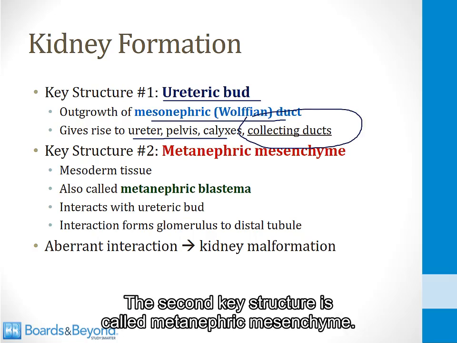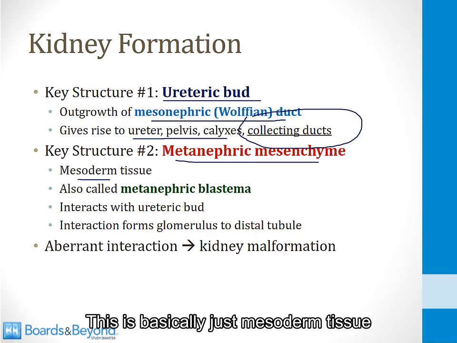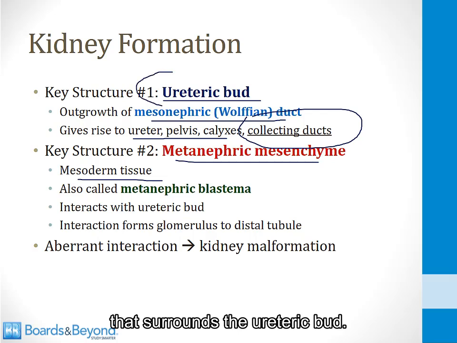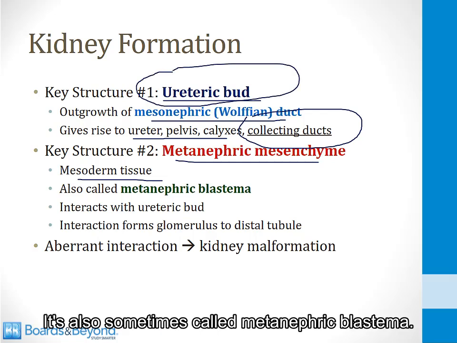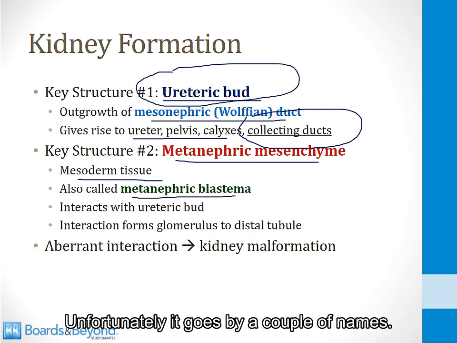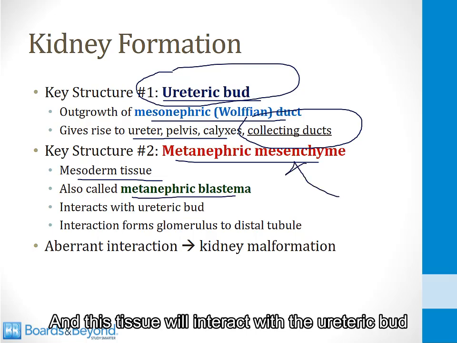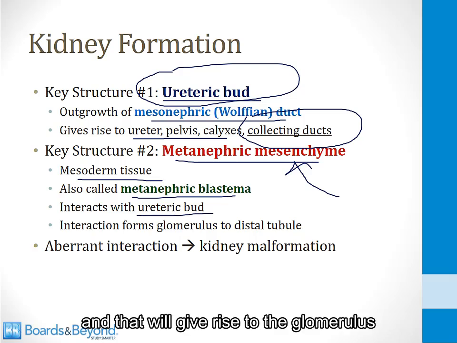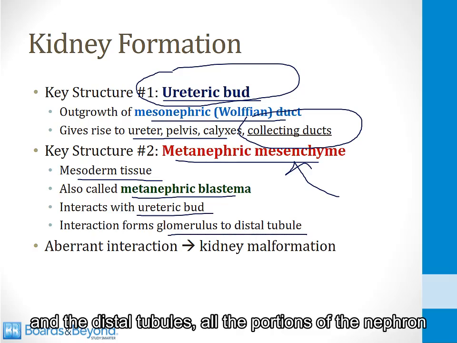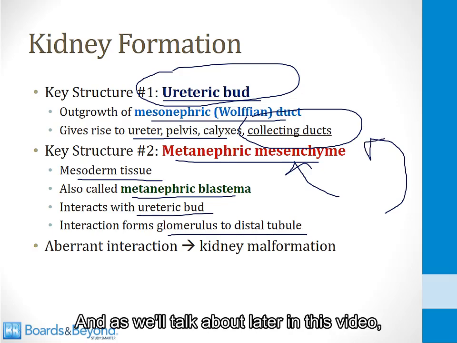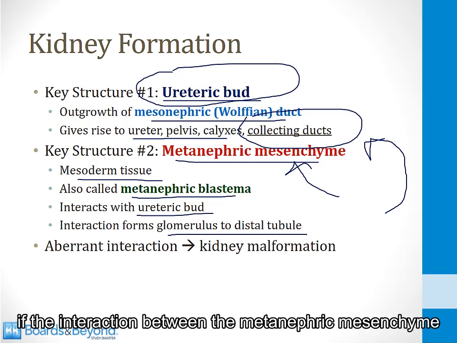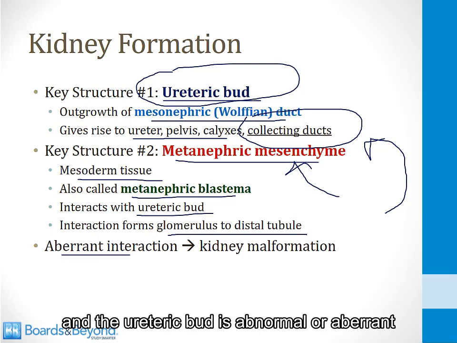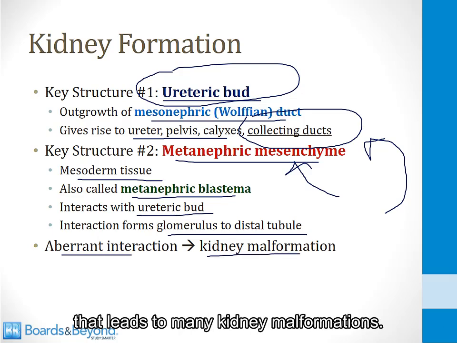The second key structure is called metanephric mesenchyme. This is basically just mesoderm tissue that surrounds the ureteric bud. It's also sometimes called metanephric blastema. Unfortunately, it goes by a couple of names. And this tissue will interact with the ureteric bud, and that will give rise to the glomerulus and the distal tubules, all the portions of the nephron except for the collecting duct. And as we'll talk about later in this video, if the interaction between the metanephric mesenchyme and the ureteric bud is abnormal or aberrant, that leads to many kidney malformations.